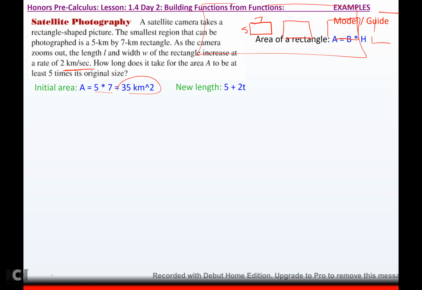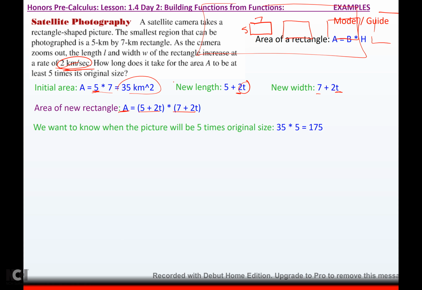Now my new length is not 5 anymore because it's going to be getting bigger by 2 kilometers per second. And my new width isn't 7 anymore because it's going to keep increasing by 2 kilometers per second. So now, don't we know that the area of my new rectangle is going to be my new length times my new width? We do. But didn't it say something about they wanted to know how long it would take for that area to get to be 5 times its original size? So the original size was 35. 5 times that is 175. So I want to know when this area right here becomes 175.